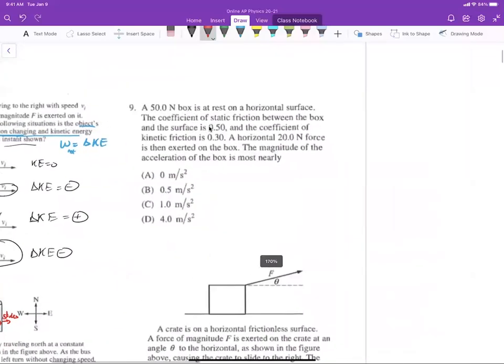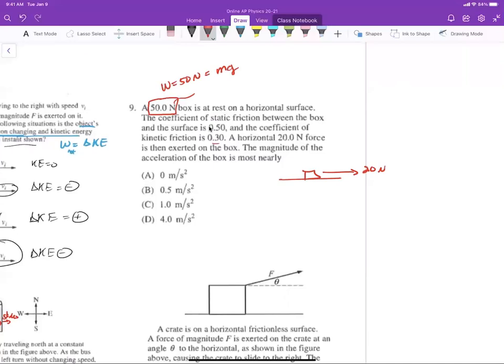A 50 kilogram box, I'm sorry, a 50 Newton box, that is 50 Newtons, which is its mass times g. So I can figure out the mass of the box, but that 50 Newtons is its weight. It's at rest on a horizontal surface. The coefficient of static friction between the box and the surface is 0.5 and the kinetic friction is 0.3. I'm going to apply a 20 Newton force and we want to know the acceleration.